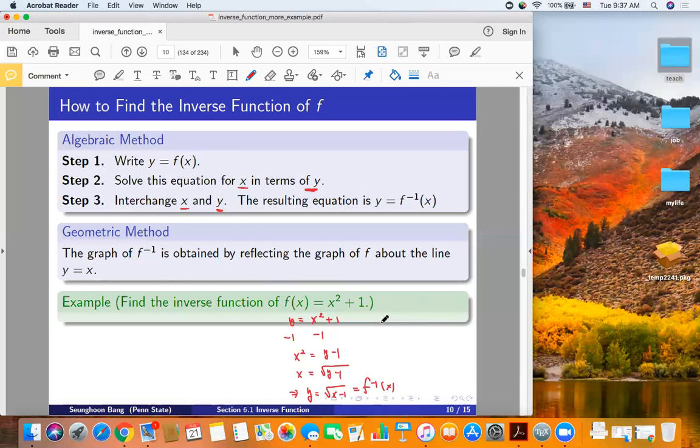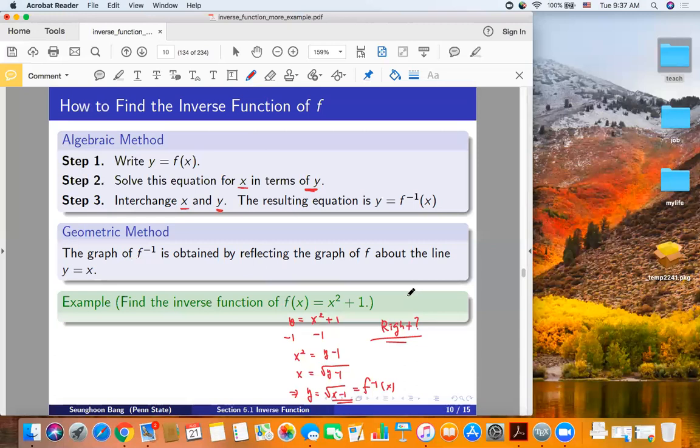This is right? This procedure is right? This is the answer? Is it right? Yes? What do you think? Yes, yes.